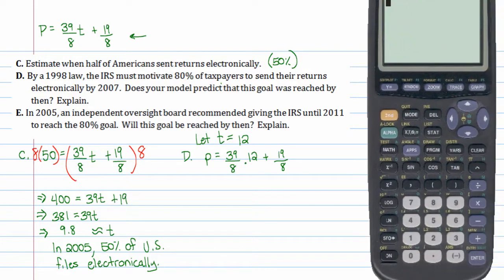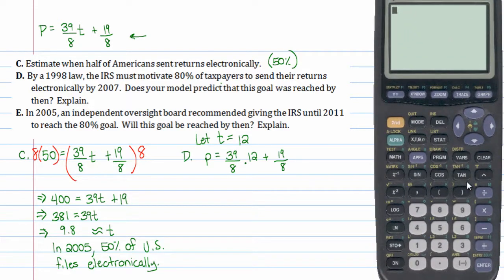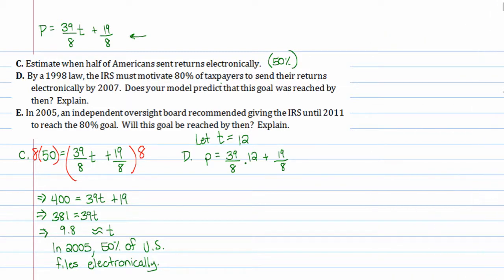It's totally okay. And so I'll type this in. This is 39/8. Actually, I'll say 39 times 12, it's a little bit faster to do it that way, divided by 8, and then plus 19/8. 60.875. Exactly 60.875. So this is 60.875%. That's the percentage of the U.S. that was filing electronically in 2007, according to our model. And so therefore, the IRS failed at motivating 80% of taxpayers to send in their returns.